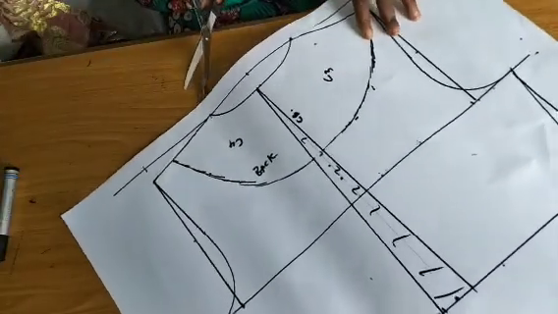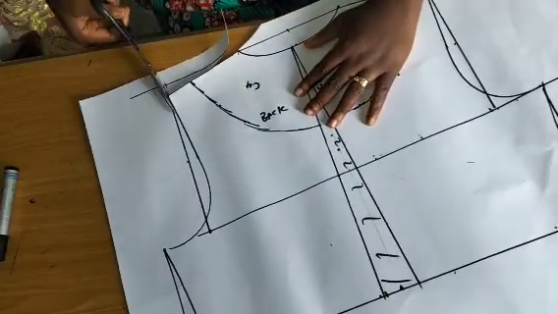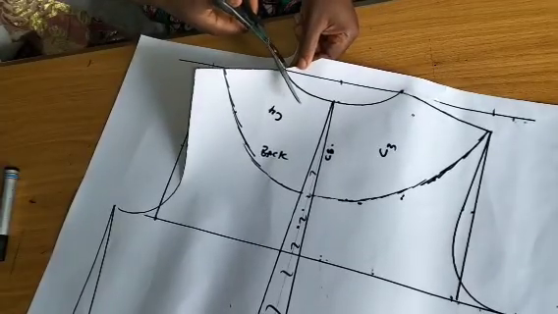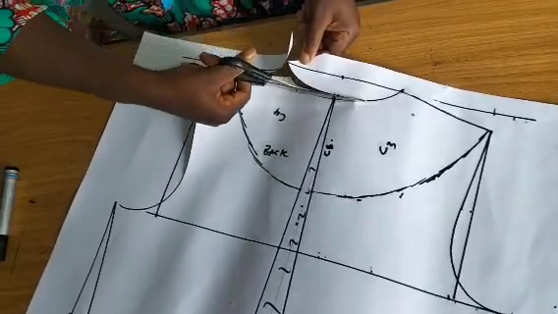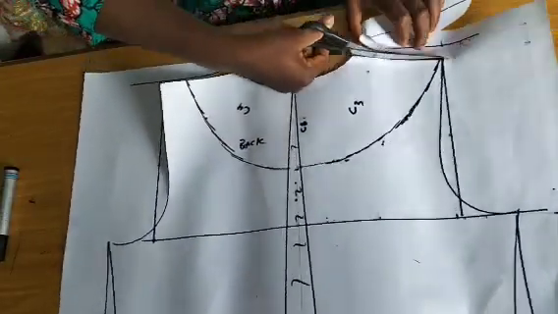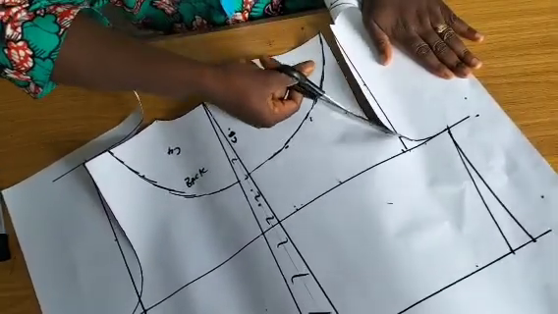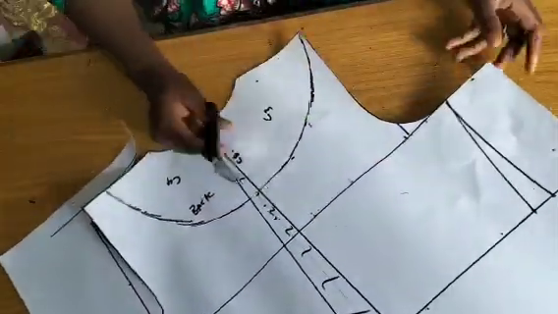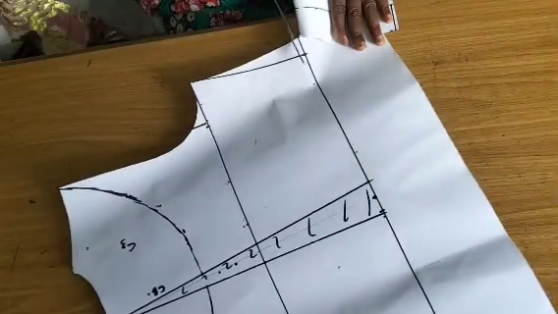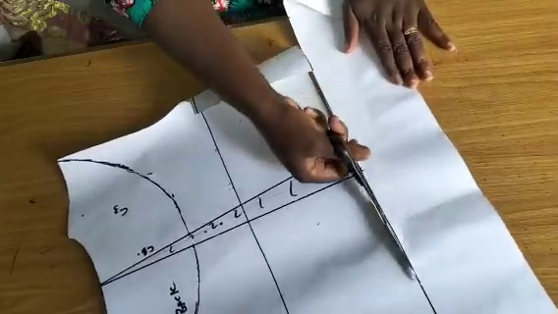So the pattern for the back goes this way. Remember, we have no darts to either of the back or the front, but that does not mean you will not add your dart if you want. If you want to make a bust here, all you are going to do is just pick up this pattern, draft what you want inside it, as you can see, and bring the cape and attach to the neckline, and that is all you need.